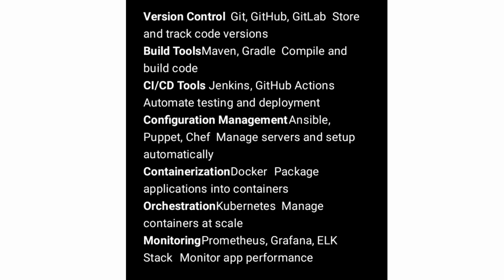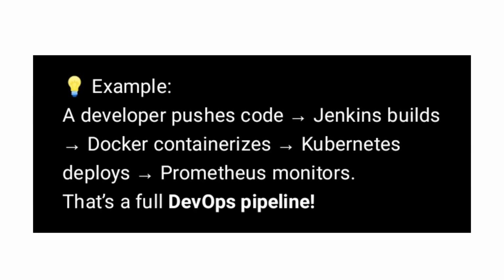Containerization: Docker packages applications into containers. Orchestration: Kubernetes manages containers at scale. Monitoring: Prometheus, Grafana, ELK Stack monitor app performance. Example: a developer pushes code, Jenkins builds it, Docker containerizes it, Kubernetes deploys it, and Prometheus monitors it. That's a full DevOps pipeline.